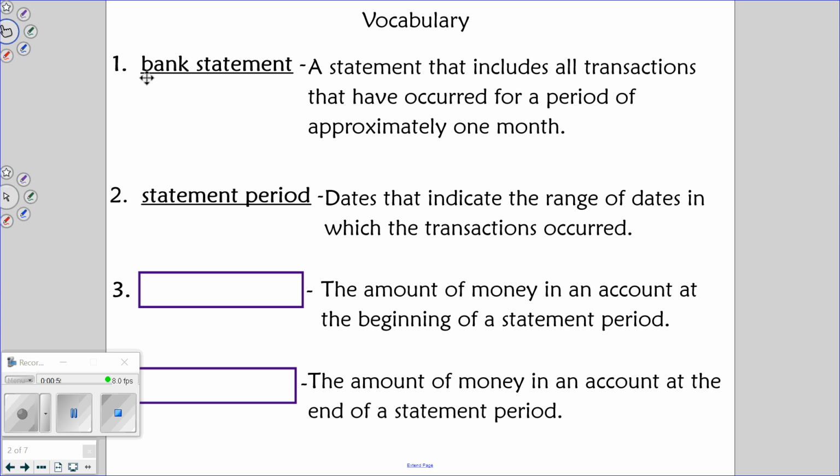All right, for number 2, a statement period is the range of dates in which the transactions occurred. Typically, they're not like January 1st to January 31st. They'll be like January 15th through February 14th, something like that, okay? So they don't always go beginning of month to end of month.